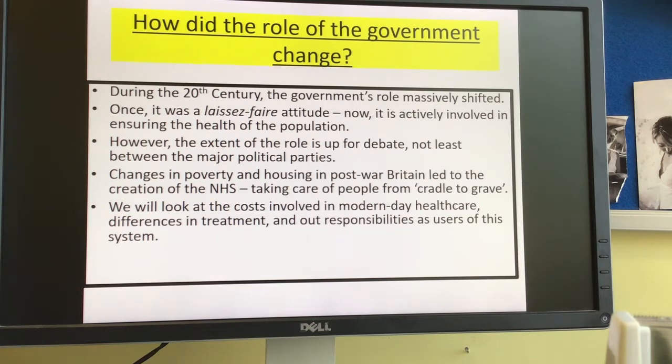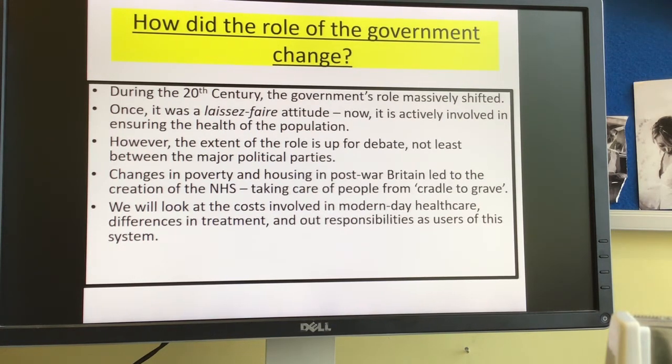Some people will argue that their role is up for debate because it depends on which political party you belong to. And it was the Labour Party that set up the NHS, and the Liberal government and the Liberal Party, Liberal Democrat Party, who started to try and improve the health of the nation after about 1900. We're going to have a look at costs involved to healthcare treatments and differences between different systems, but the government, in essence, got more involved, and they were worried about children's health. They were worried about children's health in local areas, and they introduced measures to improve children's health.